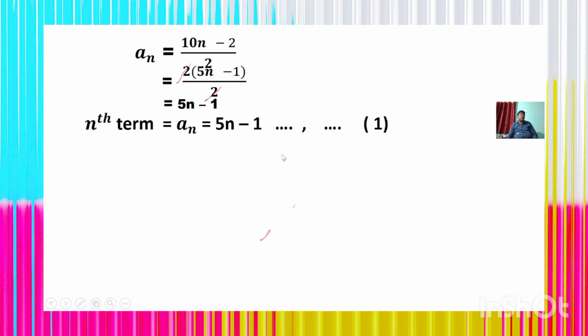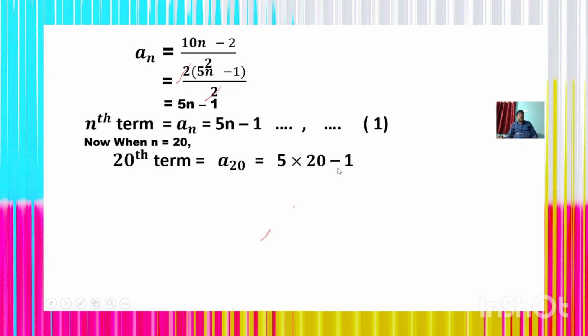This is what you have to find out, which is a linear equation. So it is clearly an arithmetic progression, because any linear equation in n is the general term of an AP. Thus, the general term of the AP, an, is equal to 5n minus 1. Now you can find out the 20th term by taking n is equal to 20. Thus, the 20th term is equal to 5 into 20 minus 1, which is 100 minus 1, which is 99.